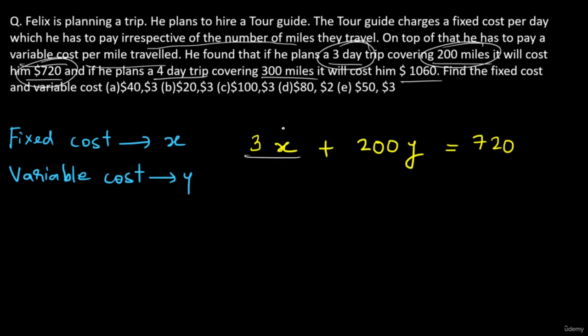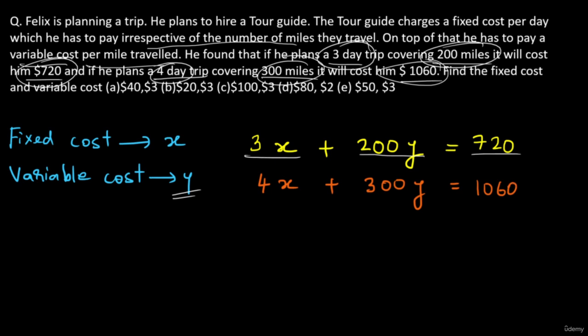This is the fixed cost. And because it's 3 days, that's 3 into x. So we have 3x over here and they are covering 200 miles and per mile he has to pay y dollars. So that's a total of 200y dollars. And the sum of this is equal to 720. Now if he is planning a 4-day trip and covering 300 miles, it costs him $1,060. So 4x plus 300y is equal to 1060. Let this be equation 1 and this be equation 2.